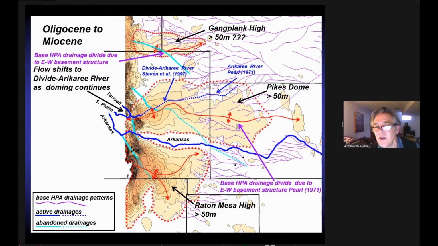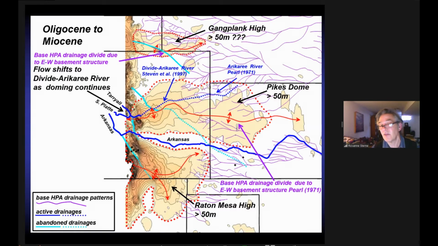So it's a pre-Ogallala incision pattern. And Pearl noted this prominent drainage divide out in western Kansas. Well, these are his lines. And subsequent to that, after picking the dome axis, I added the dome axis. Well, the dome axis is at the drainage divide. So here is evidence out in western Kansas that the dome was active prior to the deposition of the Ogallala.